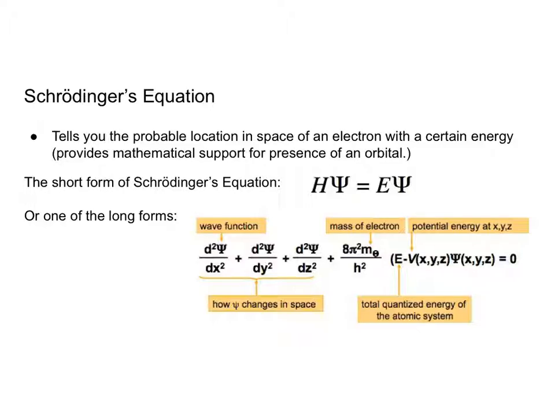And again, you're not going to do any math with this at all until you take something like physical chemistry in college, but you should be aware of Schrodinger's equation, and more specifically, you should be aware of what it tells you, and the most important thing that it tells you is the actual probable location in space of an electron with a very specific energy.